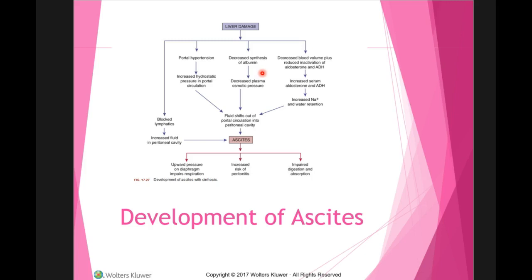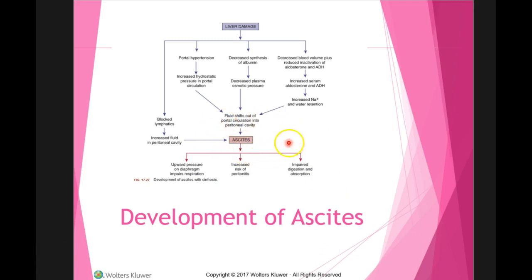Albumin holds in water. So with the decrease in the amount of albumin, that water just shifts out of the cell because there's a decreased osmotic pressure in the plasma. So the water shifts out of the cell. All of these things, all four mechanisms of third spacing that I discussed, are represented right here in ascites.